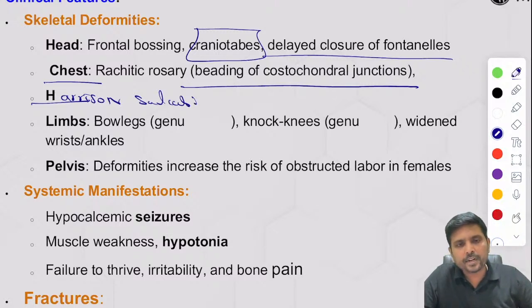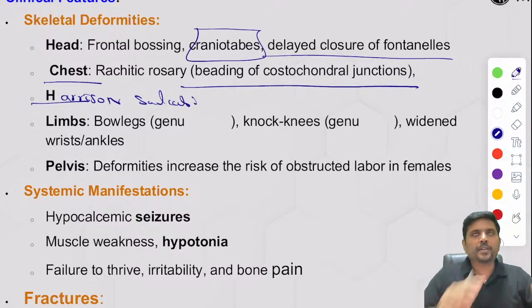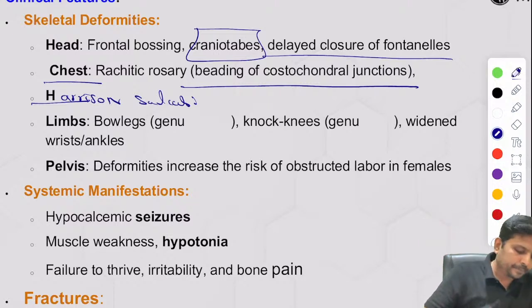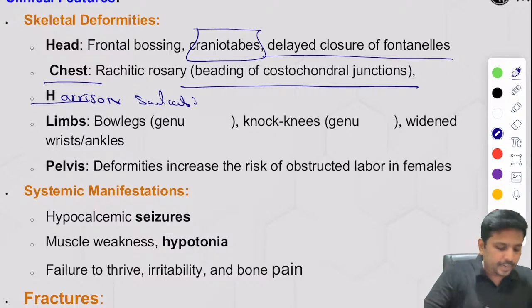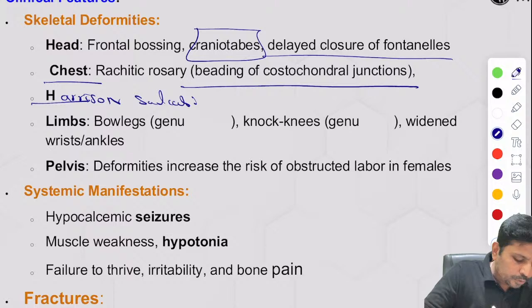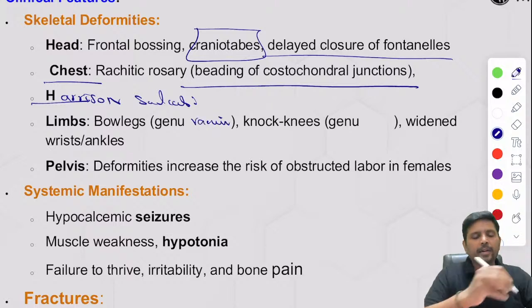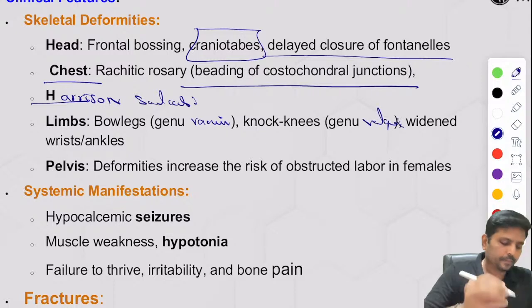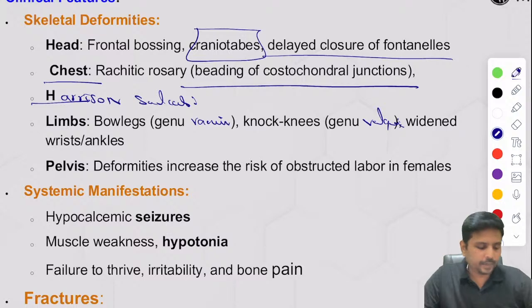Harrison sulcus. So what is called bow legs? Bow legs means bend knee. It is due to genu varum. Knock knee is due to genu valgum. And then widened wrist and ankles.